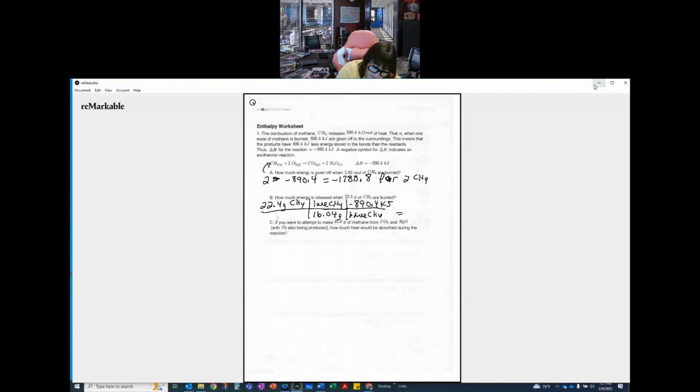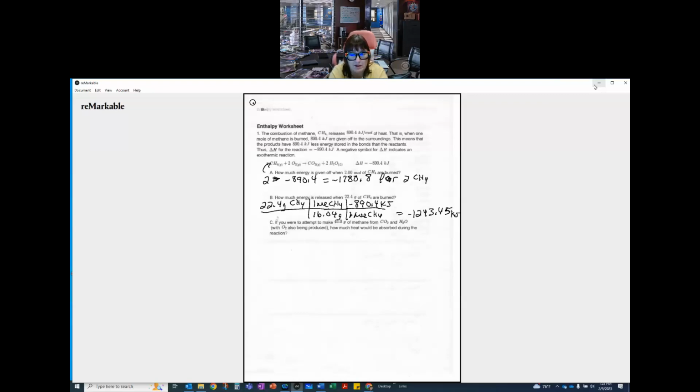22.4 divided by 16.04 times negative 890.4. That gives me negative 1243.45 kilojoules. And again, no thought has been given to sig figs here. The number that I started with was 22.4. So I would round this and put it as 1.2 times 10 to the third. Put that in scientific notation and report it as 2 sig figs.